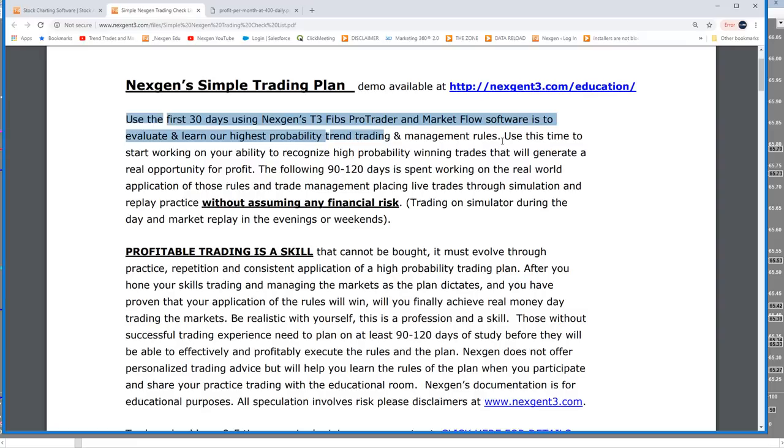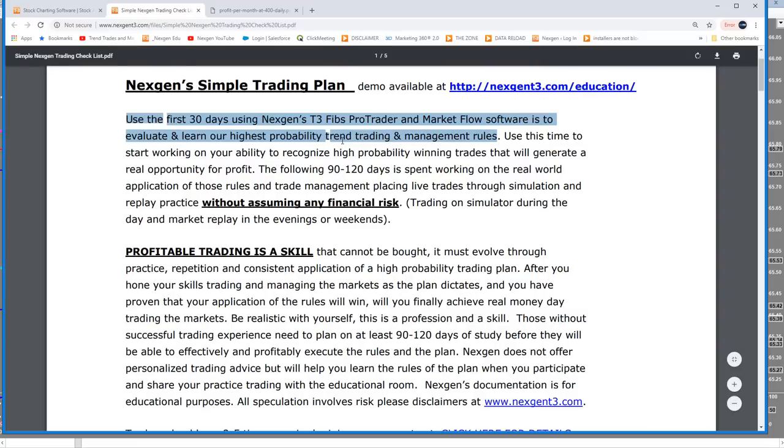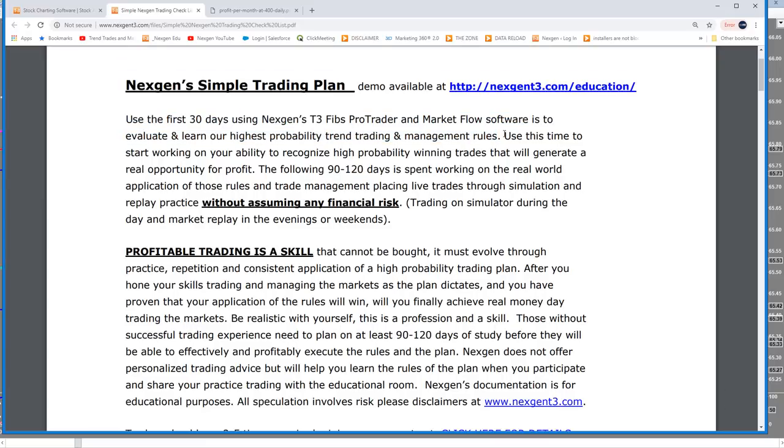You're going to take 30 days to do what we're going to do today, and you're going to go back and understand where the highest probability trend trades are, and then how to manage those trades. Then, once you understand how to do that, you're going to spend 90 to 120 days simulating, practicing, without any financial risk, trading on the simulator.